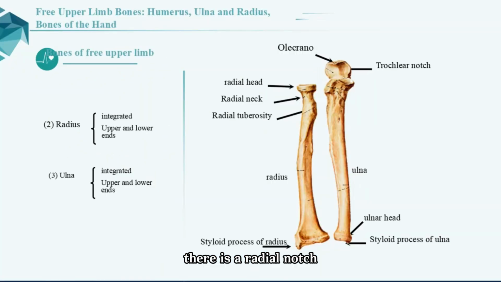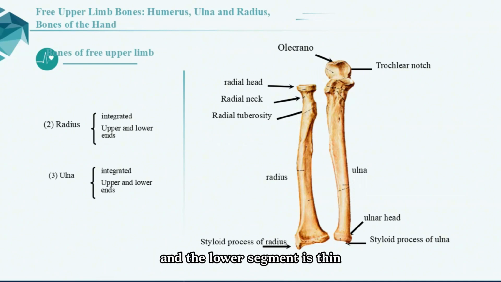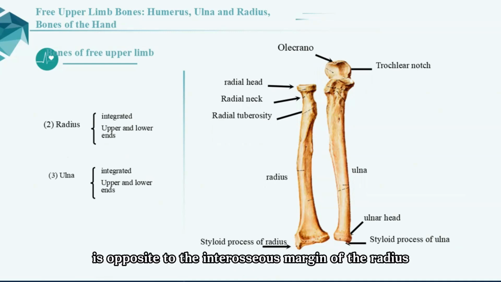There is a radial notch on the lateral surface of the coronoid process, which articulates with the radial head. The rough prominence below the coronoid process is called the ulnar tuberosity. The upper segment of the ulnar body is thick and the lower segment is thin. Its lateral margin is sharp, which is the interosseous margin, and is opposite to the interosseous margin of the radius.